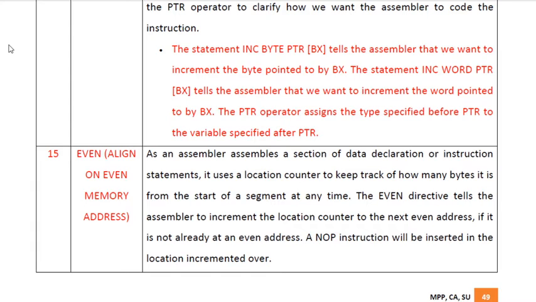Now the EVEN directive. The EVEN directive, as the name says, is used to make the location pointer point to the next even address. Whenever you want to place an instruction or data onto the next even address, you can use the EVEN directive. As an assembler assembles a section of data declarations or instruction statements, it uses the location counter to keep track of how many bytes it has moved from the start of the segment at any point in time. So the EVEN directive tells the assembler to increment the location pointer to the next even address.